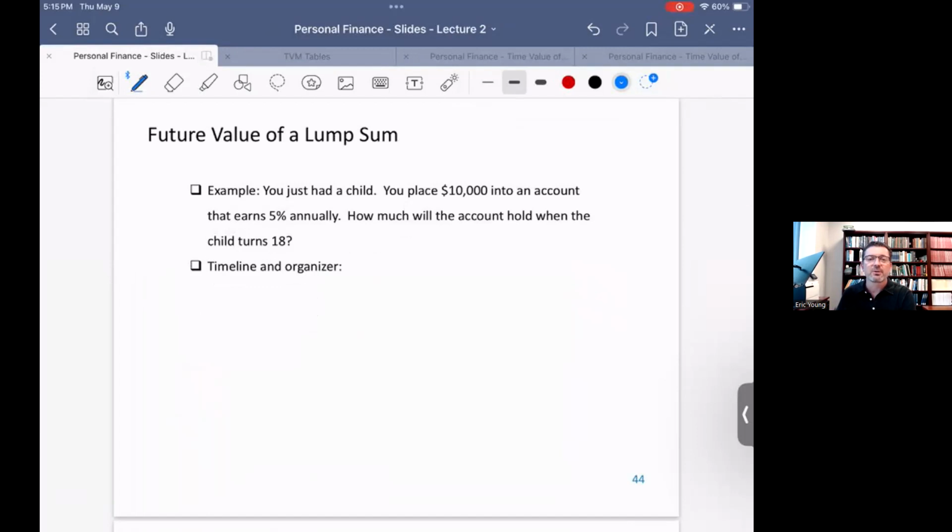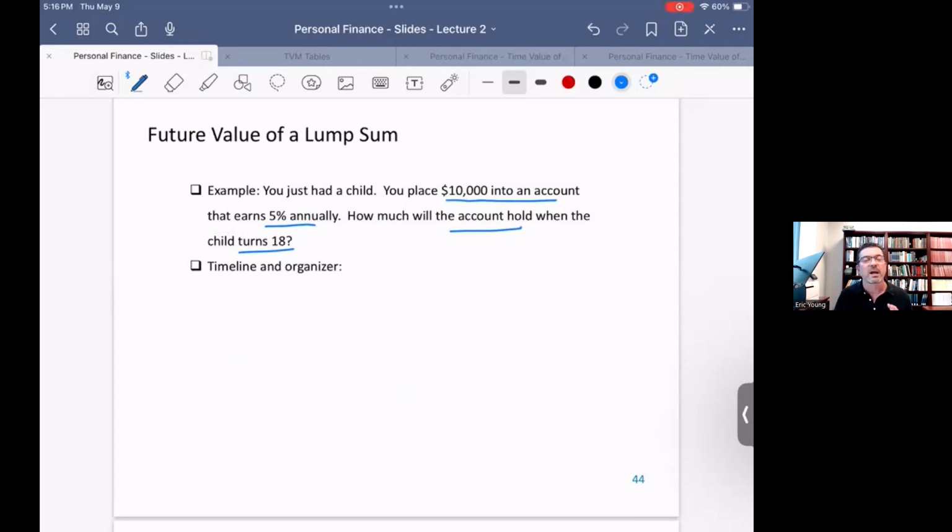You just had a child. You're going to place $10,000 into an account. It's going to earn 5% annually. And you want to know how much the account will hold 18 years from now when your child goes to college. Okay. The first thing that we're going to do, we read the question.